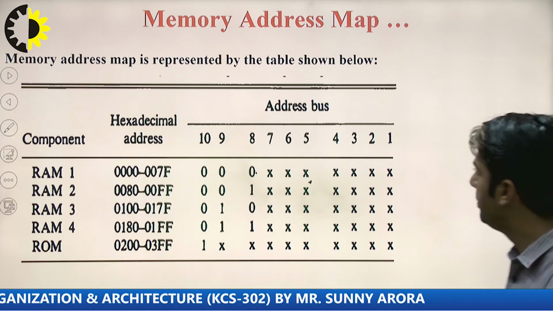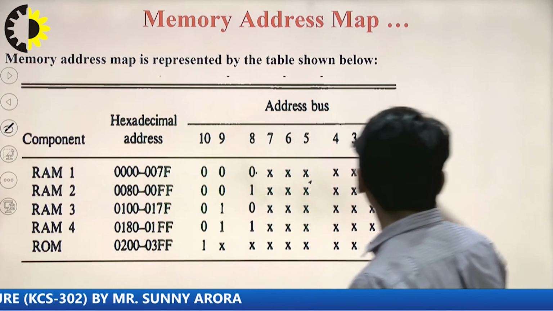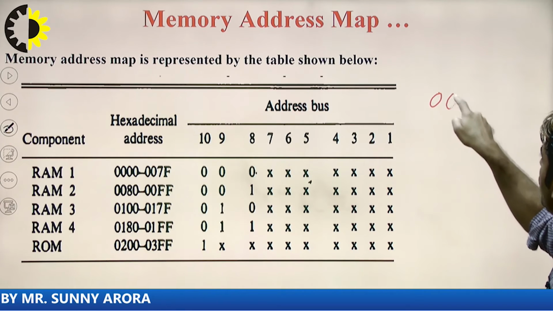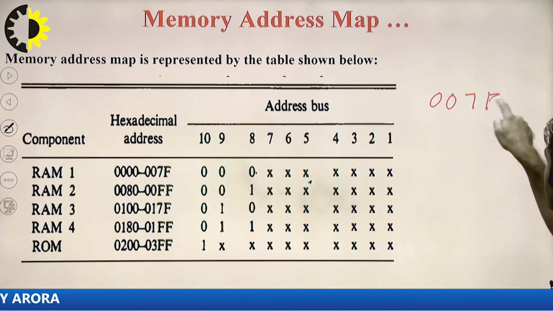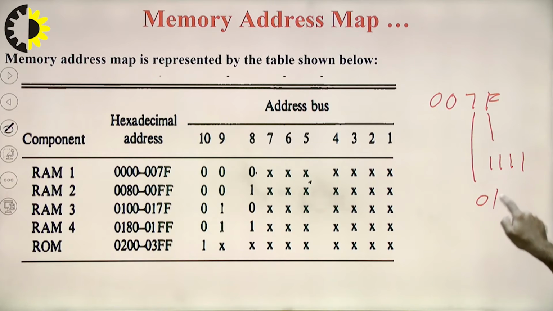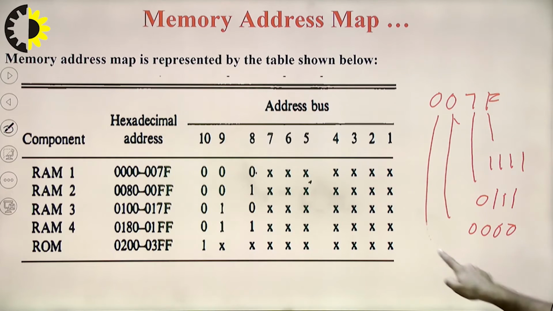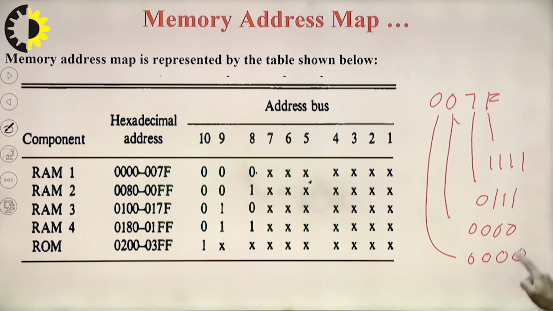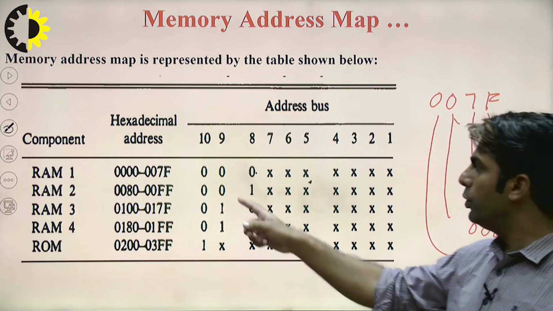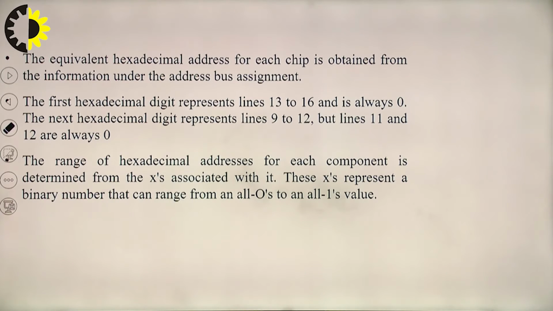So every digit here will be represented by 4 bits. For example, if I write 0, 0, 7F, so this will be 1, 1, 1, 1. This will be 0, 1, 1, 1 for 7, and this will be 0, 0, 0, 0, and this will be 0, 0, 0, 0. So that is making it 16 bits, right? So the point is the hexadecimal equivalent. That was point 1.